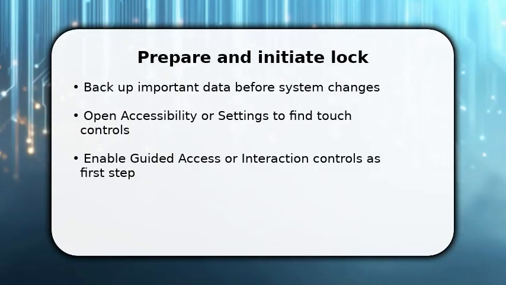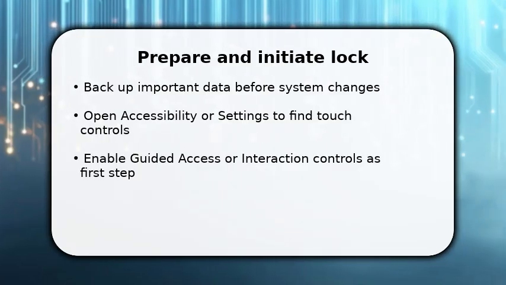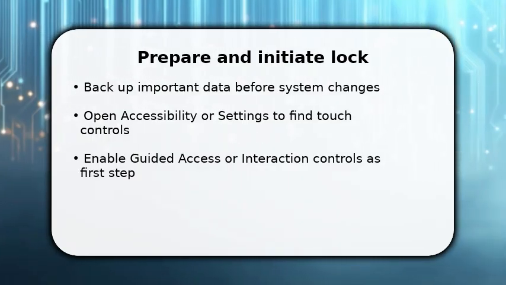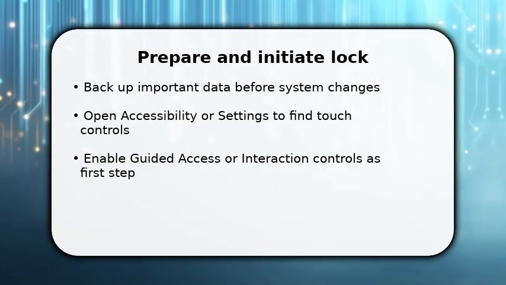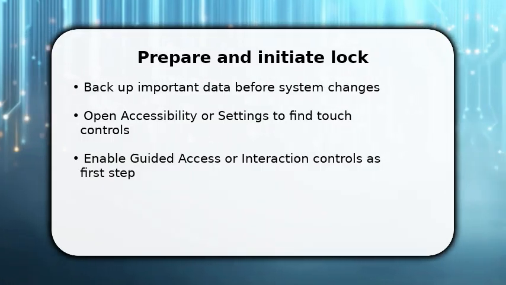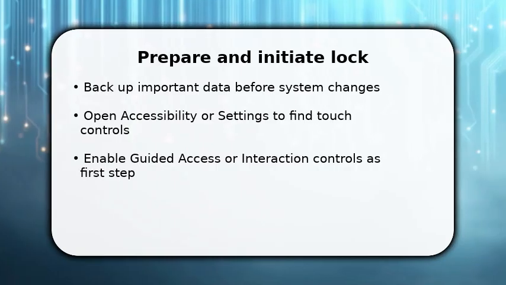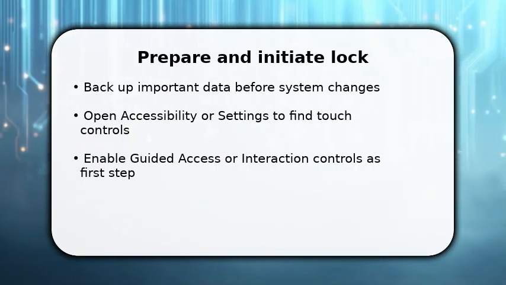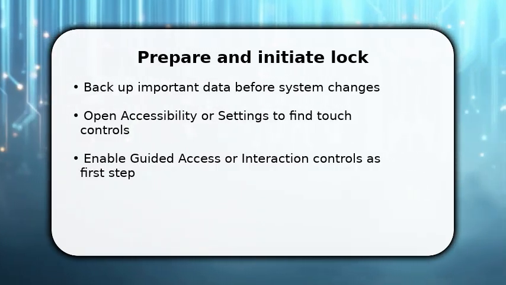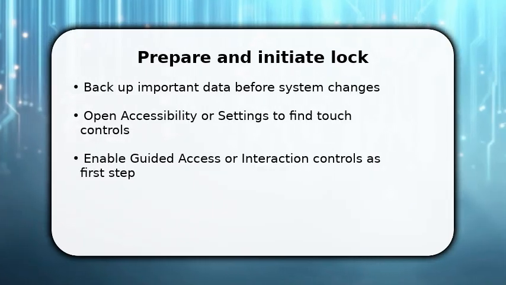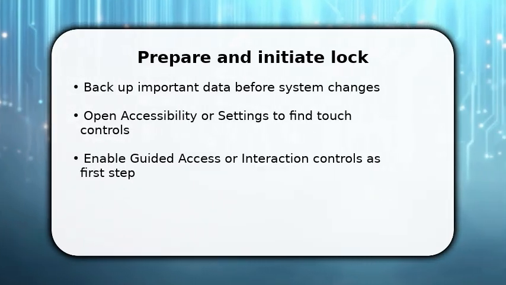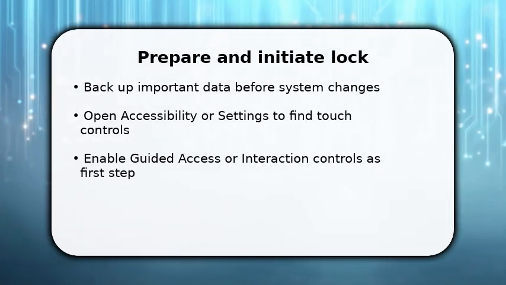You start by protecting your data, then move straight to accessibility controls. Open Settings and navigate to Accessibility or Interaction. Once there, enable Guided Access on iOS or tap locking features on Android. This immediately restricts input to a single app or area. Make sure to set a strong passcode for the lock so accidental taps cannot exit.